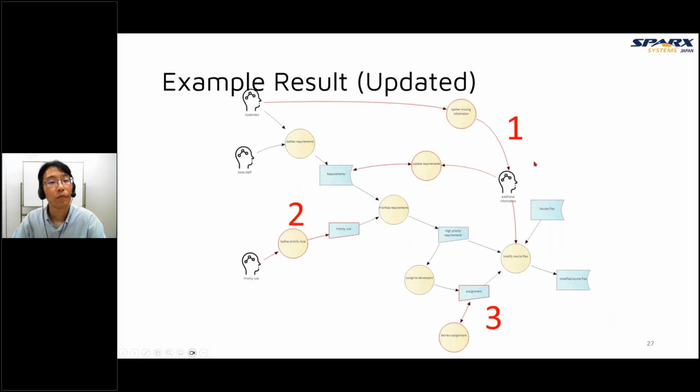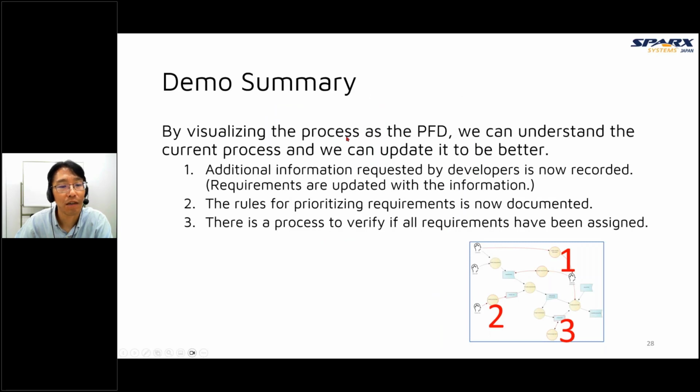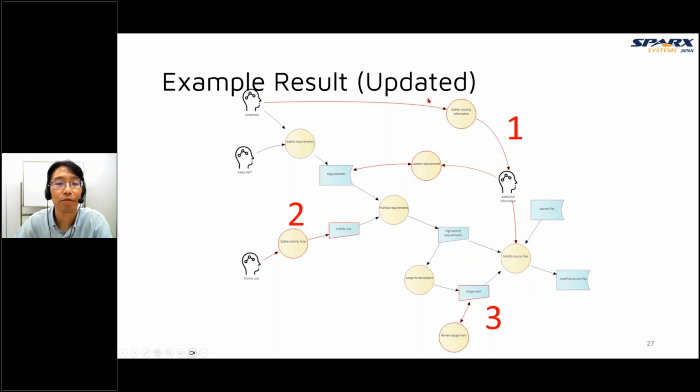And by solving the current problem, finally the process flow diagram is changed like this. So by visualizing the current process as a PFD, we can understand the current situation and we can update it to be better to solve the problem. For example, additional information requested by developers is now recorded here. So these red flows and red processes are added.